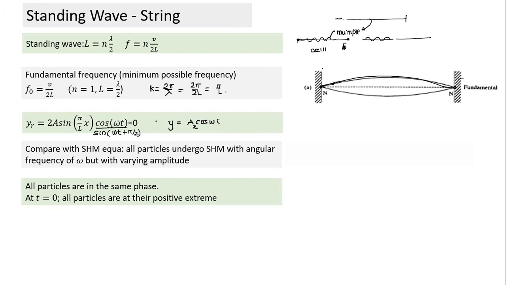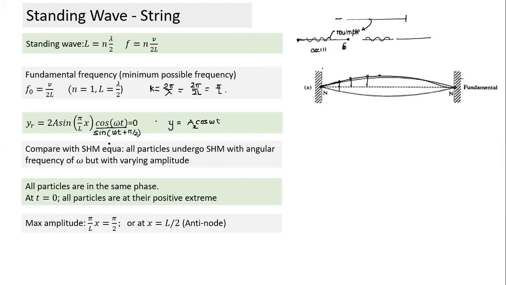And this gives you the amplitude. So this particle has this much amplitude, this particle has this amplitude, and this particle has this amplitude. So different particles are all oscillating, but with different amplitudes. And of course, the node will have 0 amplitude. So at t is equal to 0, all particles are at the positive extreme.